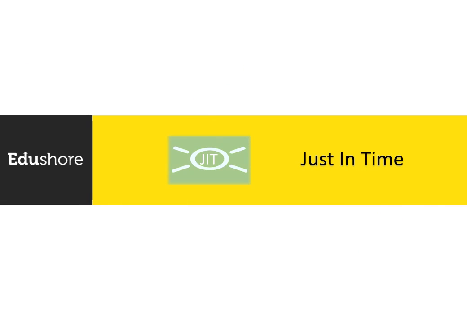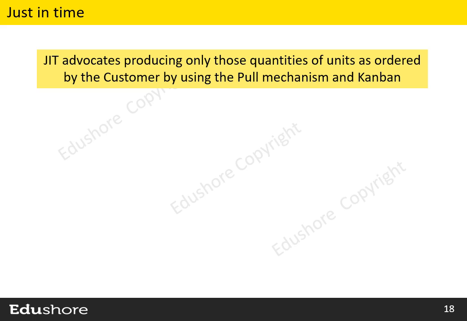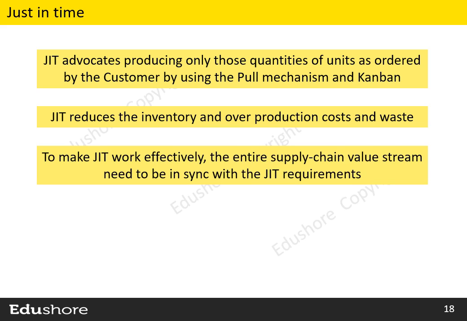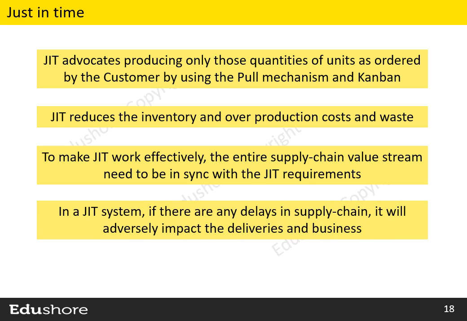Let us now understand just-in-time concept. Just-in-time concept advocates producing only those quantities of units as ordered by the customer using the pull mechanism and Kanban. A just-in-time process reduces the inventory and overproduction costs and waste. To make just-in-time work effectively, the entire supply chain value stream need to be in sync with the just-in-time requirements. In a just-in-time system, if there are any delays in supply chain, it will adversely impact the deliveries and, in turn, the business.